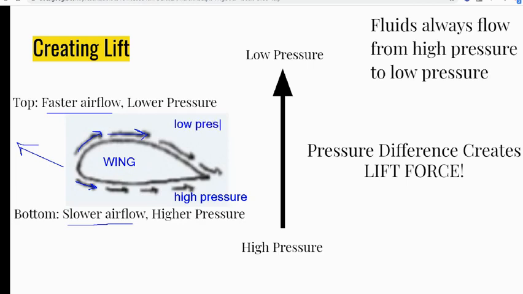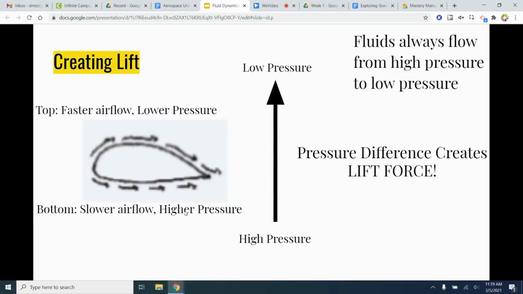So when you have high pressure on the bottom and low pressure on top, you end up having this force, and that force is called lift. All right, so the air tries to get from high pressure to low pressure, and while that's happening, we experience that as lift force. So that is how a wing creates lift. If you have faster air on top as compared to the bottom, then you'll have higher pressure on the bottom and lower pressure on top. And because of that, you create lift. So that's how lift is created. It's just a difference in pressure from the bottom of the wing to the top of the wing.